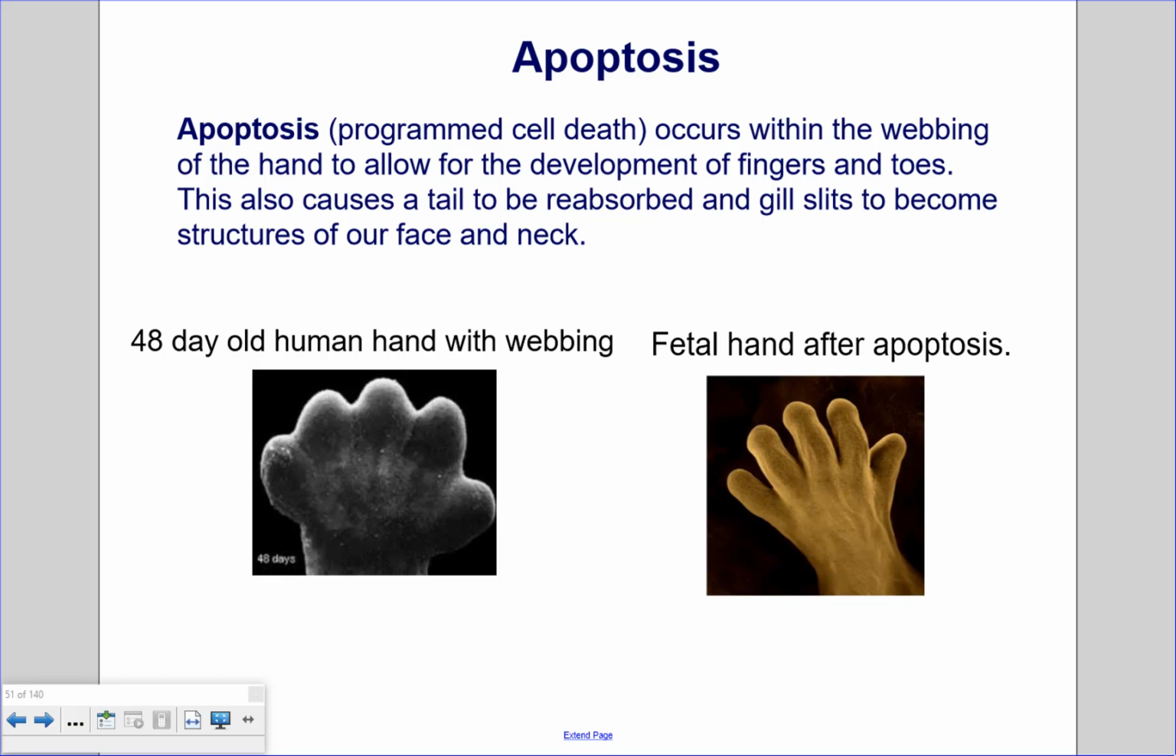Apoptosis. Apoptosis, or programmed cell death, occurs within the webbing of the hand to allow for the development of fingers and toes. This also causes a tail to be reabsorbed and gill slits to become structures of our face and neck. So on the left we have a picture of a 48-day-old human hand with the webbing, and then a fetal hand after apoptosis. And in very rare circumstances, sometimes a person may have a little extra webbing between the fingers or the toes.